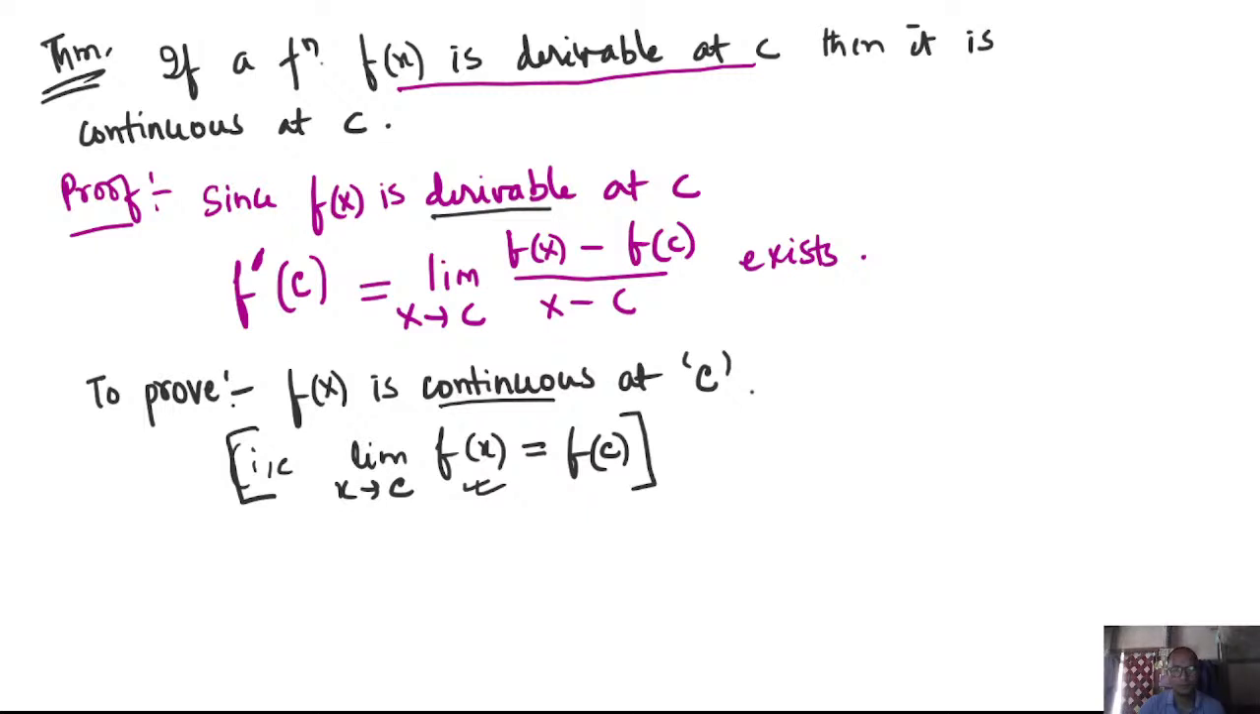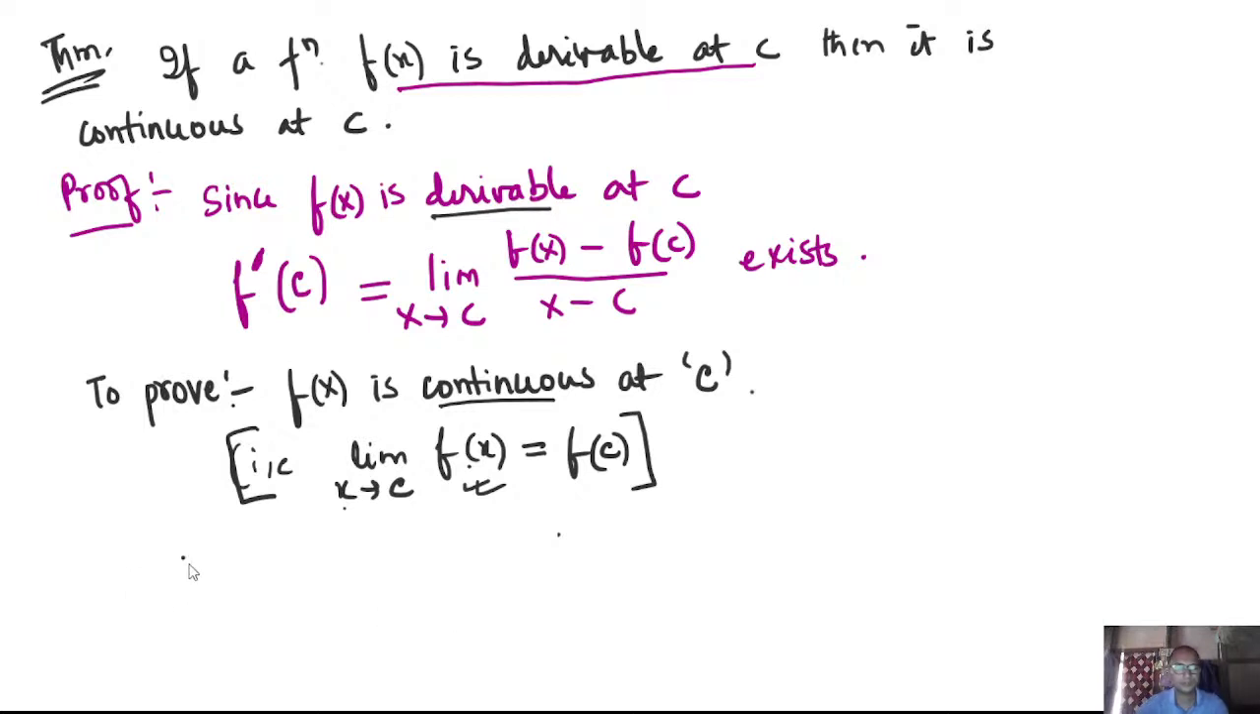Okay. So now what we have to prove is that f of x is continuous at the point c, that is, the limit as x tends to c of f of x equals f of c. Right? So let's try to prove that. Now, let's try to prove it.